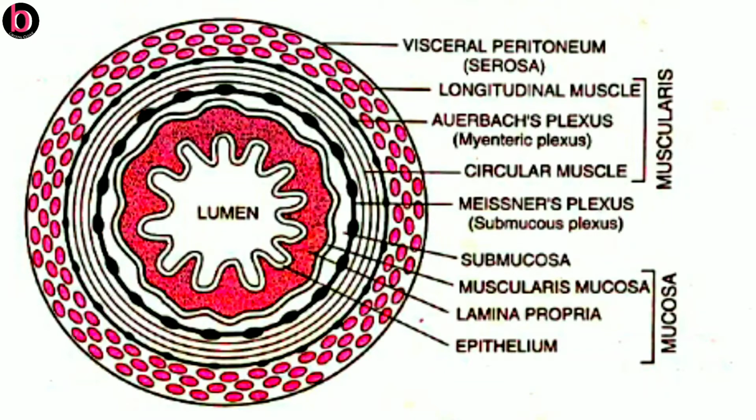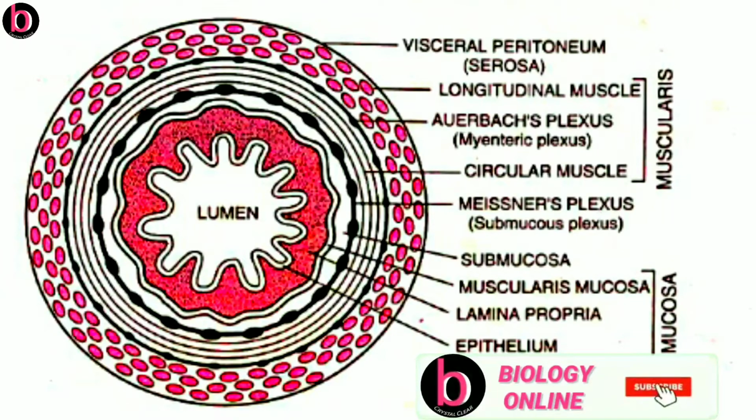Tissue, as we know, is a group of cells which are the same in their origin and function. So here we have to discuss how the alimentary canal is organized internally. When we see the alimentary canal with the help of a microscope, there are four basic layers, from the external to the internal side.